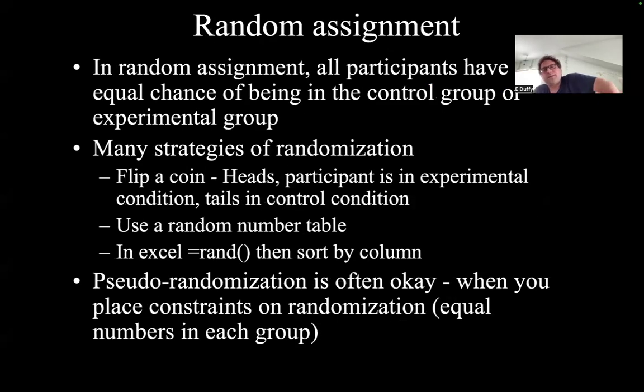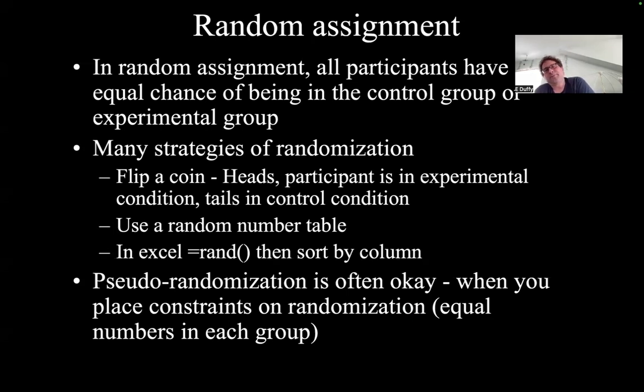So, random assignment: all participants have an equal chance of being in the control group or the experiment group. And again, there are many ways you can do this. You can flip a coin, you can use a random number table, which is in the back of most statistics textbooks. You can search for one on the internet, or you can use Microsoft Excel or Google Sheets and type this formula in: equals rand and then two parentheses. That's not a zero, that's a left and then right parenthesis, then sort by column. And that gives you a list of random numbers.